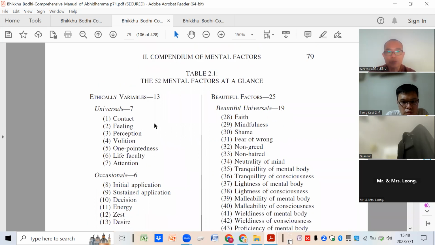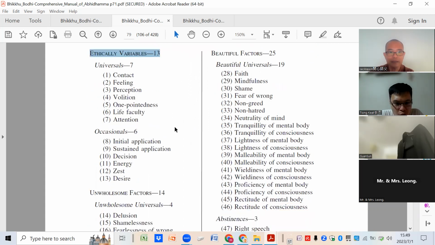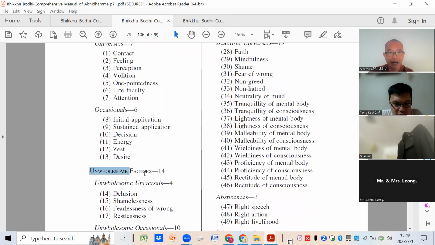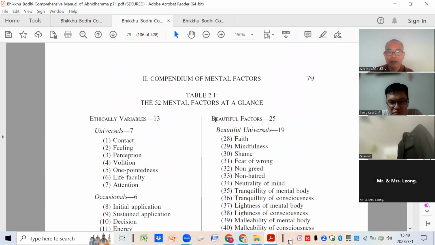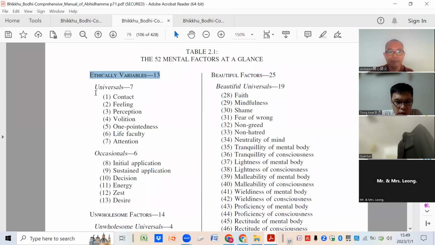Okay, so you can see it in this way. I think Tiongket knows it very well. Tiongket, can you please analyze? What are the major classes? Four: ethically variables, then unwholesome factors, then beautiful factors. Because you see how they arrange them, we know already, right? Then from the ethically variable 13, some more classes, what are they?